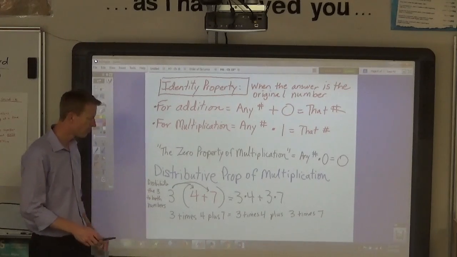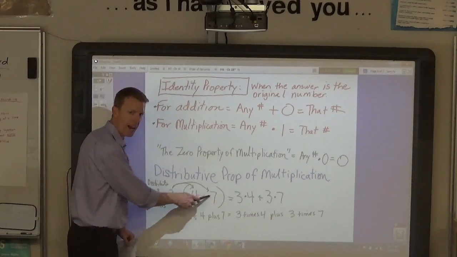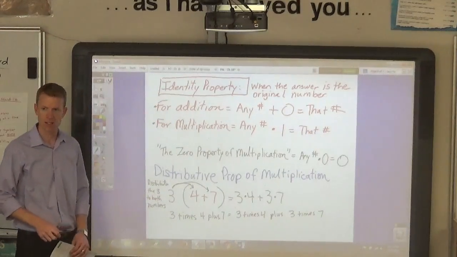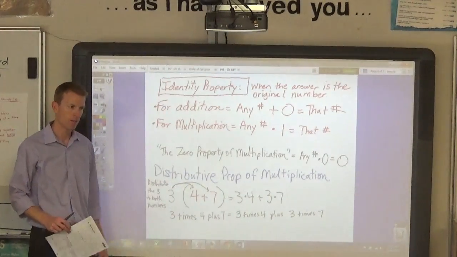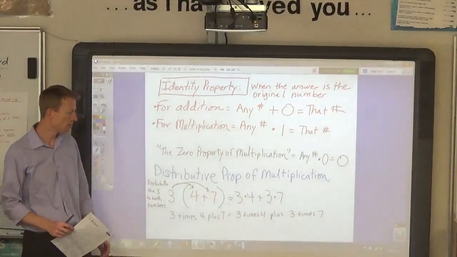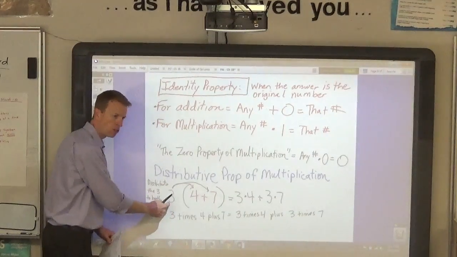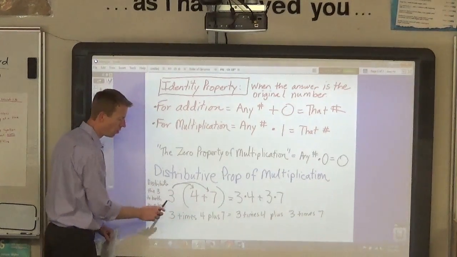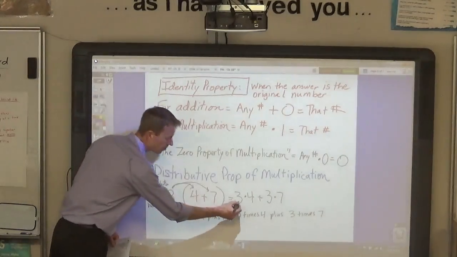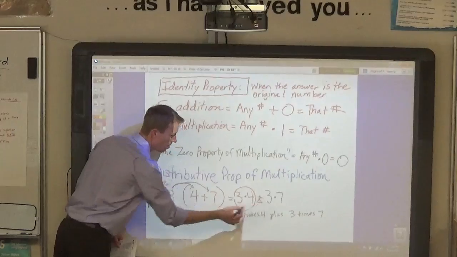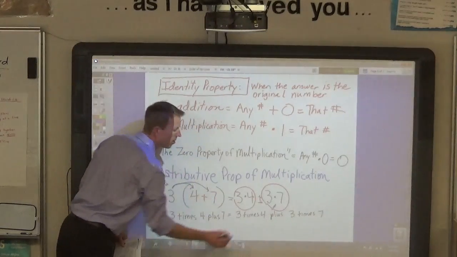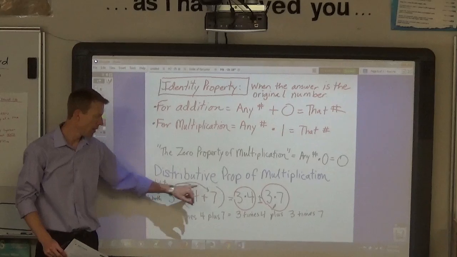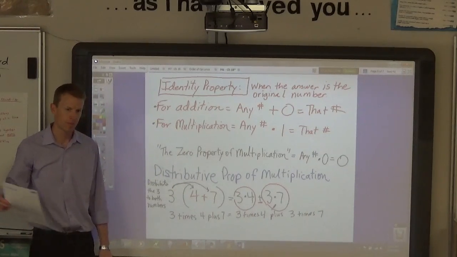And what it says is that if you have two numbers that are being added in parentheses, and then there's a number outside the parentheses that's being multiplied, you can get the same answer whether you add first and then multiply, or you could multiply first, which is what these arrows show. 3 times 4 plus 3 times 7. Okay?